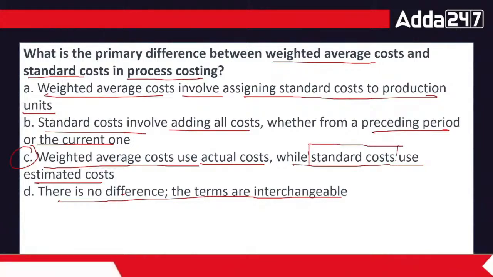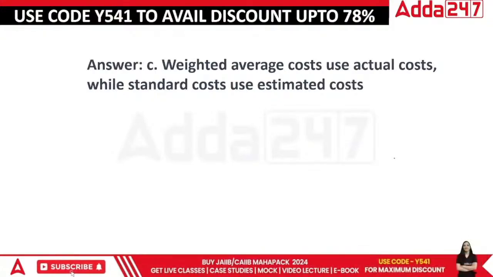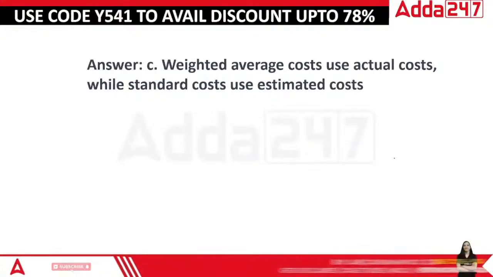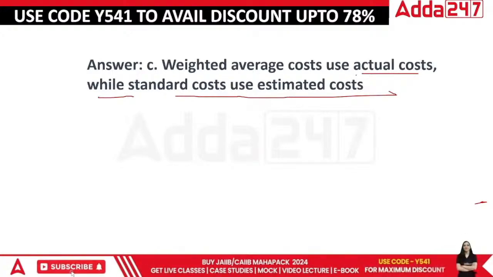This should be done. If I tell you we should be meeting at 7:30, and there is a should, at what point of time it is feasible for you and me, that would be the actual thing. So weighted average cost uses actual costs while standard cost uses estimated costs.